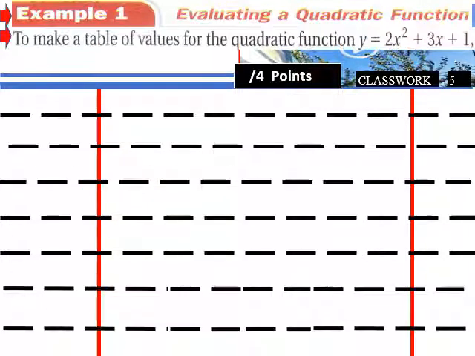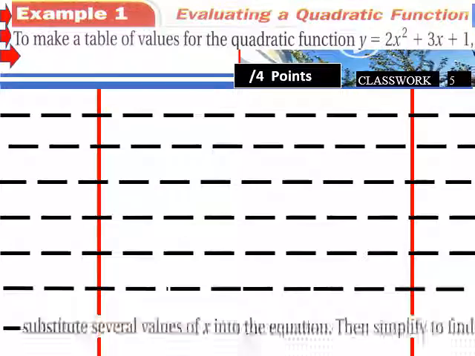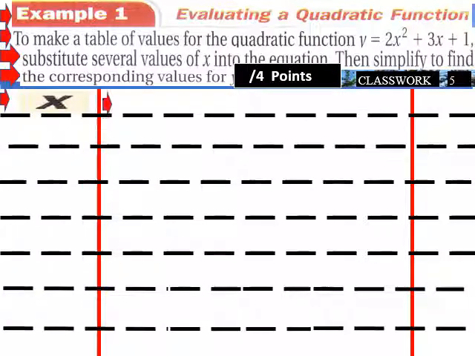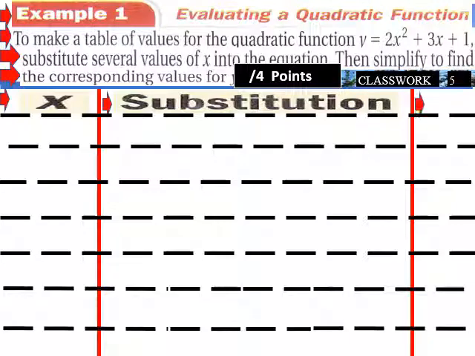So what we have here is a table. To make a table of values for this quadratic function, we're going to substitute several values into this equation for x, then simplify to find the corresponding values of y. This is y here. So here's our setup for our table: here's our x column, here's our substitution, and then here's our y column.